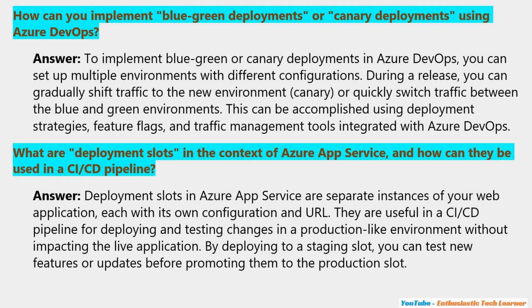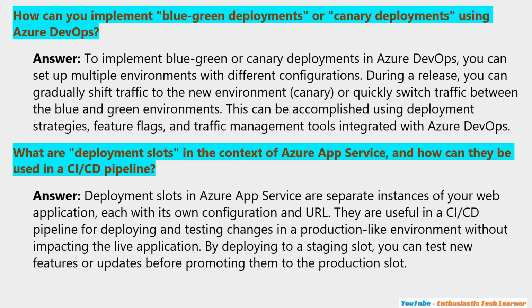What are deployment slots in the context of Azure App Service, and how can they be used in a CI/CD pipeline? Answer: Deployment slots in Azure App Service are separate instances of your web application, each with its own configuration and URL. They are useful in a CI/CD pipeline for deploying and testing changes in a production-like environment without impacting the live application. By deploying to a staging slot, you can test new features or updates before promoting them to the production slot.